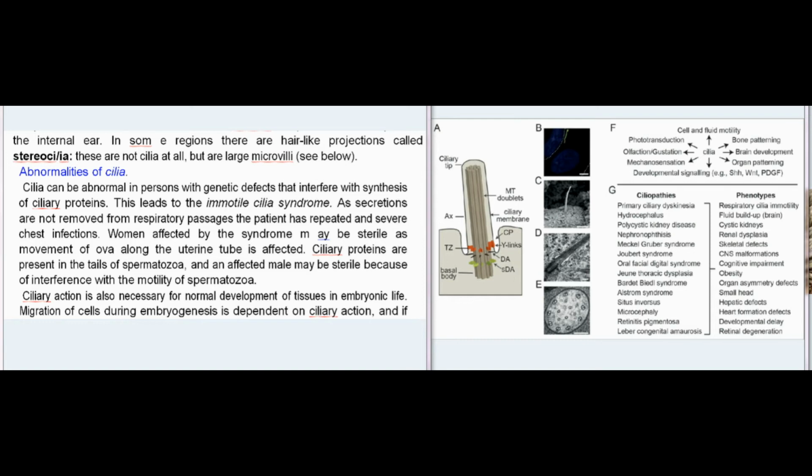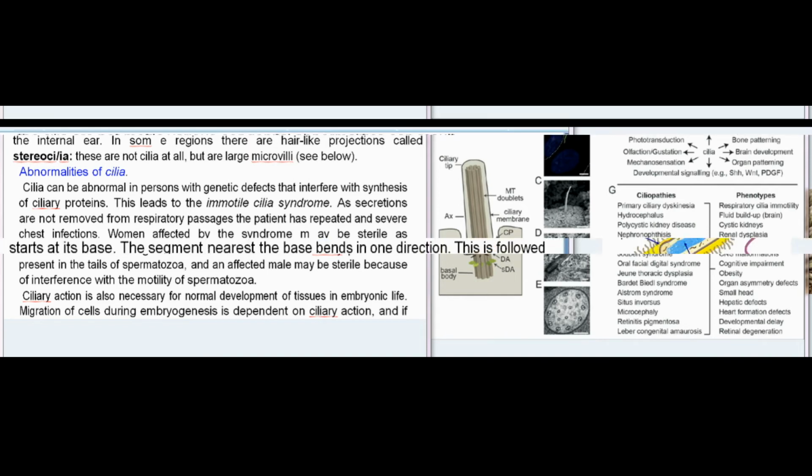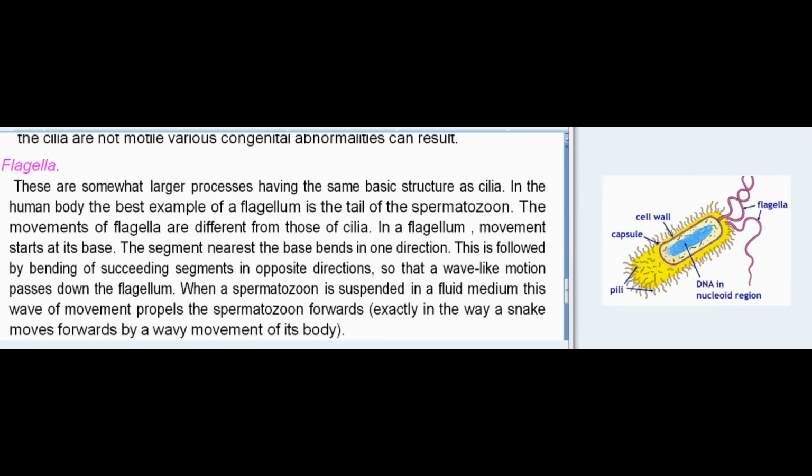Ciliary action is also necessary for normal development of tissues in embryonic life. Migration of cells during embryogenesis is dependent on ciliary action, and if the cilia are not motile, various congenital abnormalities can result.